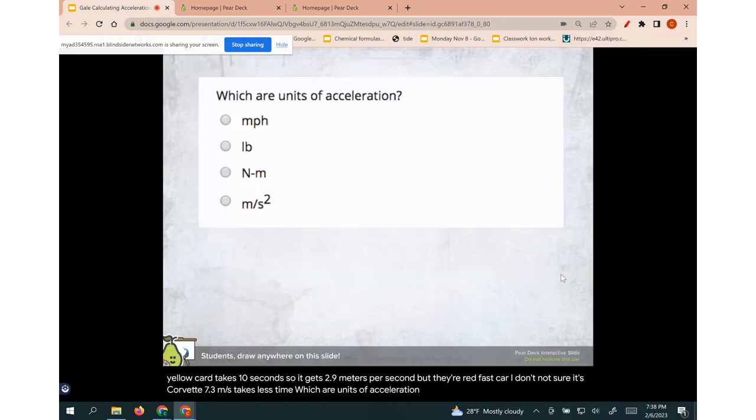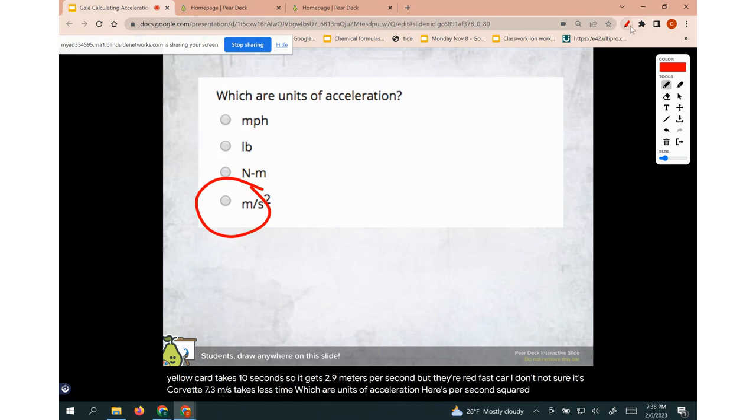Which are units of acceleration? Here we are, meters per second squared.